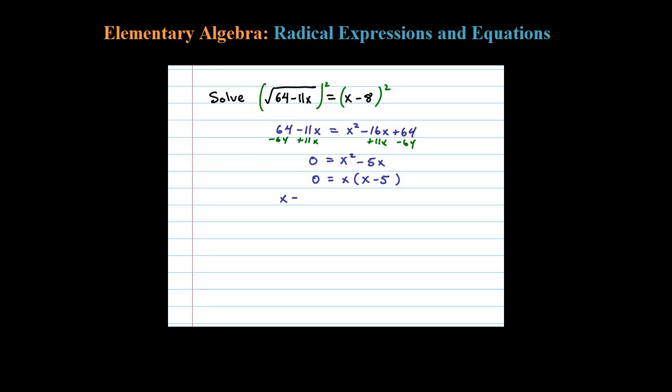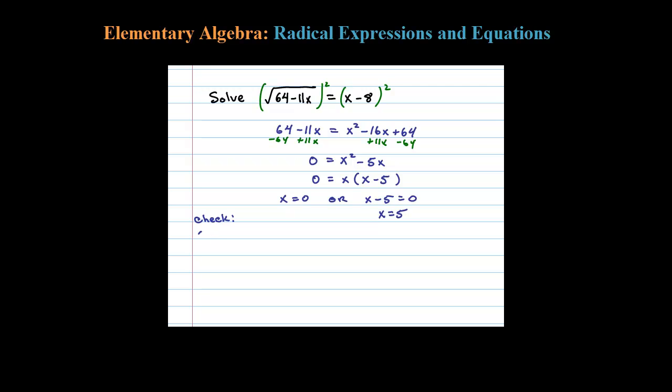Once it's factored, you then set each factor equal to 0. So either x equals 0 or x minus 5 equals 0. Adding 5, x equals 5. So here we have two possible solutions. Remember, when you square both sides, you have to check your solution.